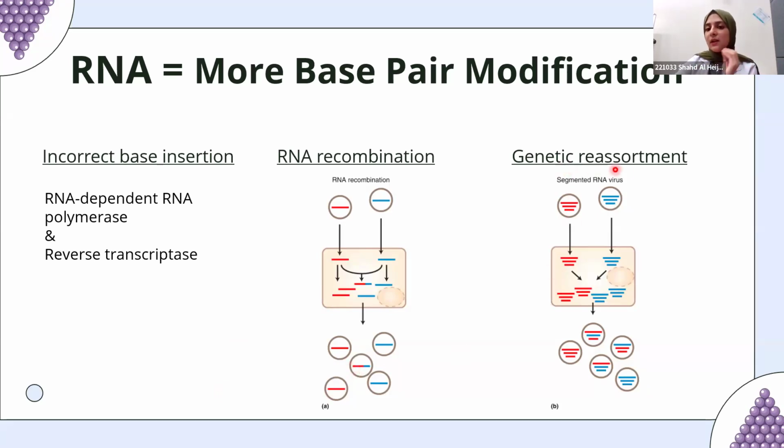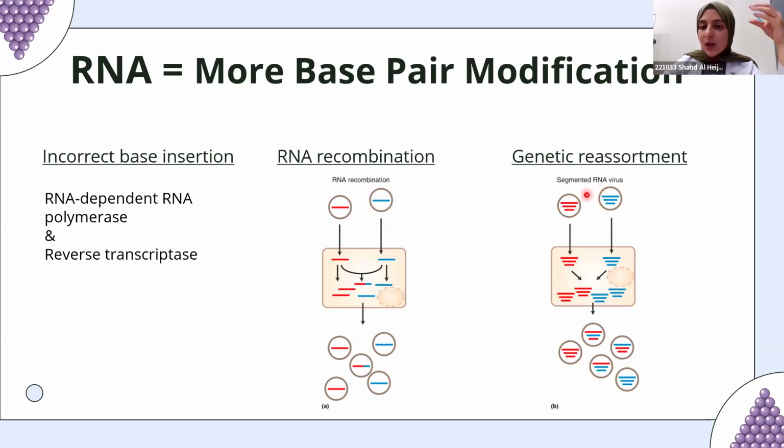Meanwhile, here you have genetic reassortment. Genetic reassortment happens in segmented RNA viruses. So here you have two strains of the virus, strain 1 and strain 2 of this one virus. This is usually found in influenza viruses. Genetic reassortment can cause disasters.